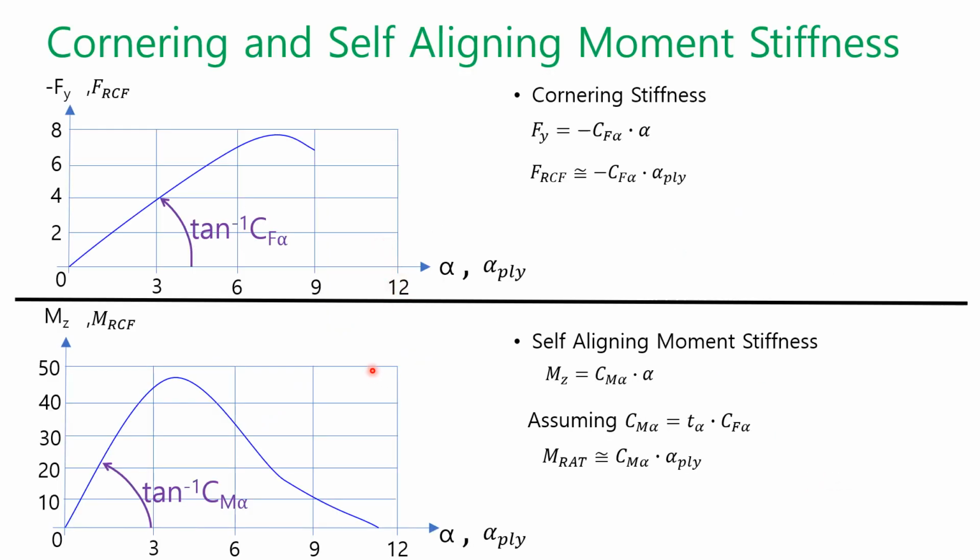These two figures came from the video number E18. I explained the cornering stiffness and the self-aligning moment stiffness. Both stiffnesses are defined at zero origin. In a similar way, if the residual cornering force FRCF by Ply Steer is defined using the same stiffness value Cf alpha, and the residual aligning moment MRAT is also defined using the same pneumatic trail T alpha, the equivalent side slip angle alpha ply by Ply Steer can be calculated.